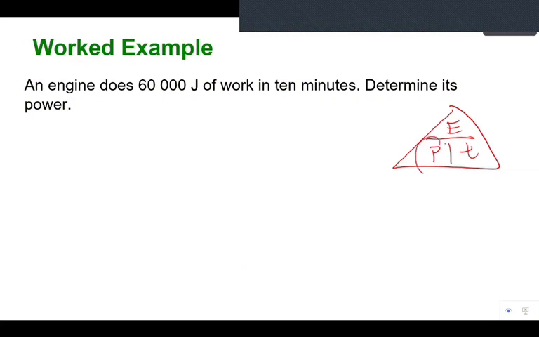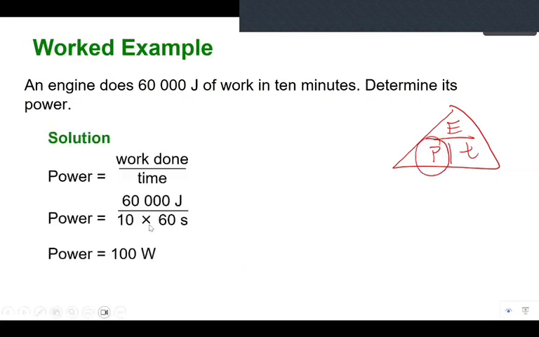I am interested in power, so it will be energy divided by time. So I get 60,000 joules divided by my 10 minutes. I need to change my 10 minutes to seconds because it must be in SI units, which is seconds. 10 times 60 seconds, and I'll get 100 watts.